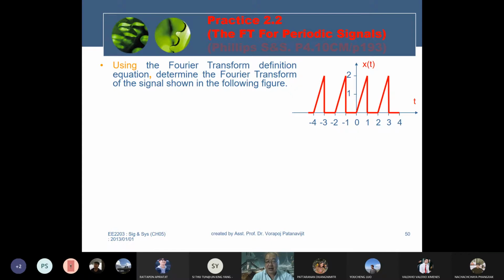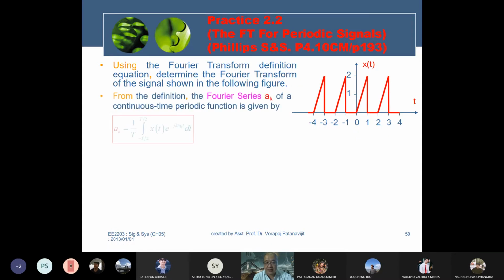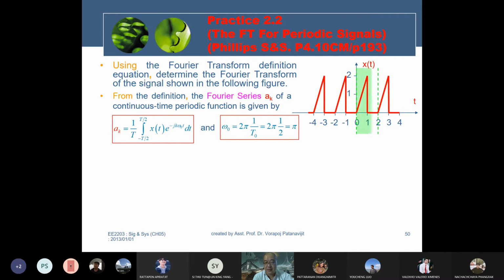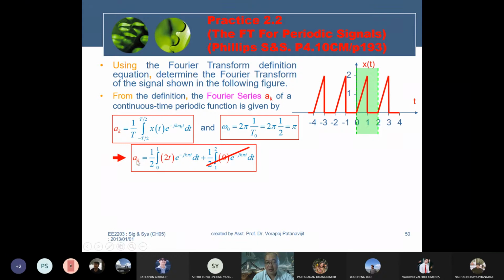In order to determine the Fourier transform of a periodic signal from the definition, you must determine the Fourier series first. The Fourier series a_k of the continuous time periodic signal is given here. The period is equal to 2, therefore you substitute 2 here, and you get omega naught equal to pi. After that you determine a_k in one period.